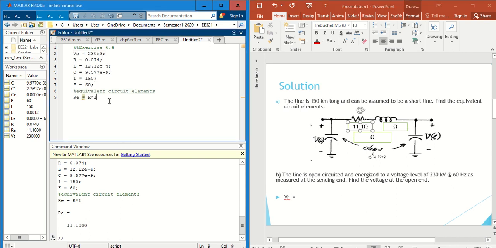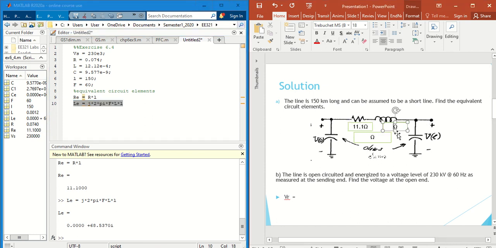Now let's look at the inductor. Remember that the equivalent reactance is j omega L. So we're going to say j times 2 times pi times f, that's omega, times the inductance L multiplied by the length. So let's see what this is. It is plus 68.537. Remember it's j, so j positive 68.5, we can say.